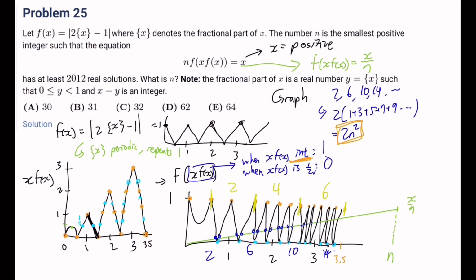And so what it's asking us is for 2n squared to be greater than or equal to 2012. So for that to happen, n squared has to be greater than or equal to 1006. And so since 32 squared is 1024, that is the smallest value that is greater than or equal to 1006, and 31 squared won't do it. And so this gives us that n equals 32, and that's our answer, so it's C.